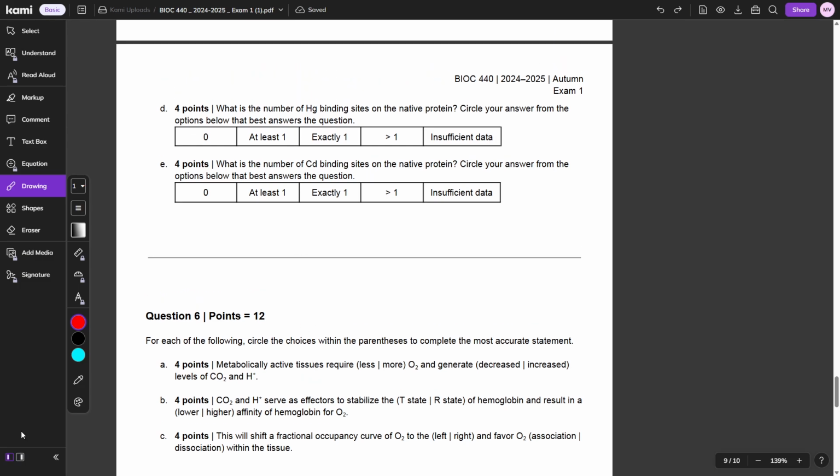All right, so we're good with A, right? I'll go over it real quick. Metabolically active tissue requires more O2, and it also generates increased amounts of CO2. CO2 plus H2O makes bicarbonate and H plus, so increased CO2 shifts the equilibrium to the right. Yep, good. Okay, cool, done.